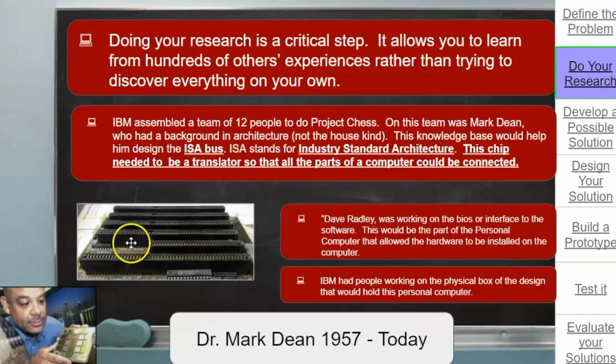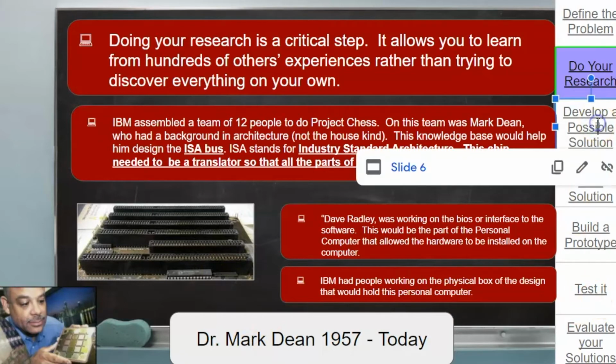So we have a picture of an ISA bus down there. We have a picture of Dr. Mark Dean holding, I don't know exactly what computer part he's holding. Then they have Dave Bradley, who works on the interface, working on the BIOS or interface to the software. We have other people working on the box and how it's going to be held inside there. But they're doing their research. They threw 12 experts together rather than going to the library or doing whatever else. They had experts who already had a lot of knowledge working together.